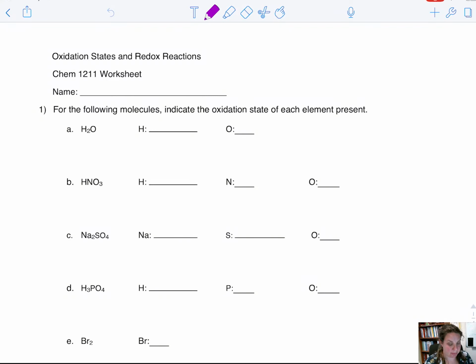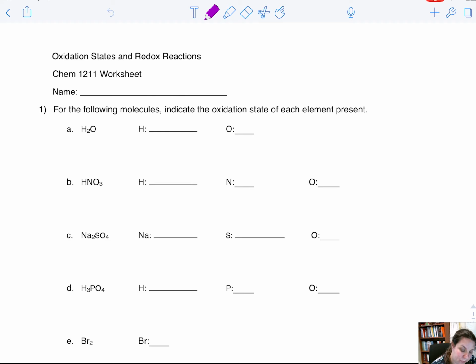So I'm going to go over the redox worksheet that I put up on D2L for anybody who has not gone over redox reactions so far, in hopes that this will help you get ready to balance redox reactions for 1212. Okay, so I start out in this worksheet asking about oxidation states, so hopefully this part is a review, and then we'll go over how to actually balance redox reactions.